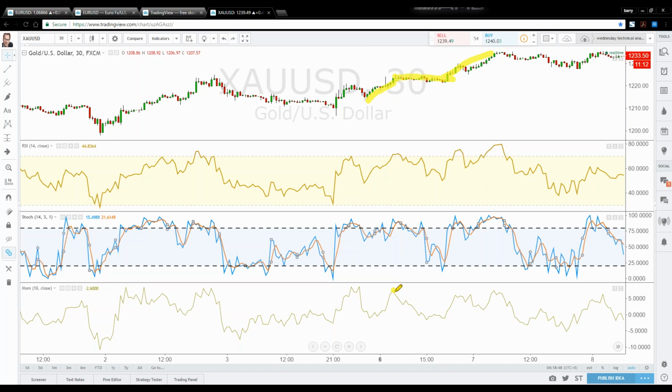Now, if you notice, this doesn't work in conjunction with stochastics and RSI at this point, because they were both below their overbought or oversold indicators. It's not telling you the market's overbought or oversold. It's just telling you that the buyers are losing their momentum. As you notice, price still was able to move upward.